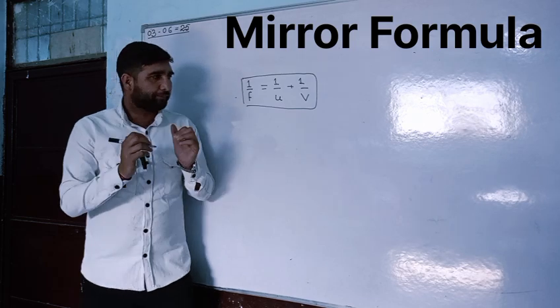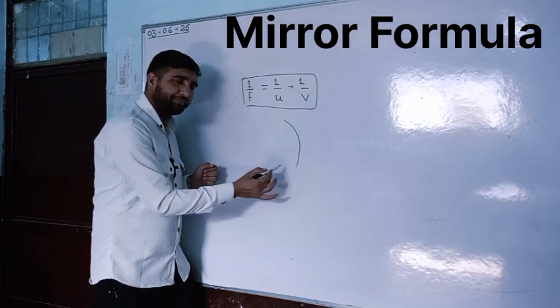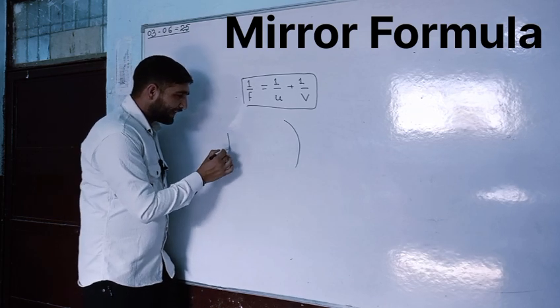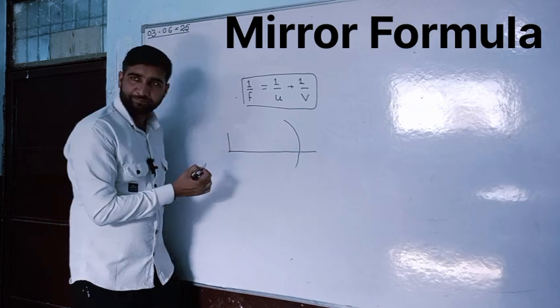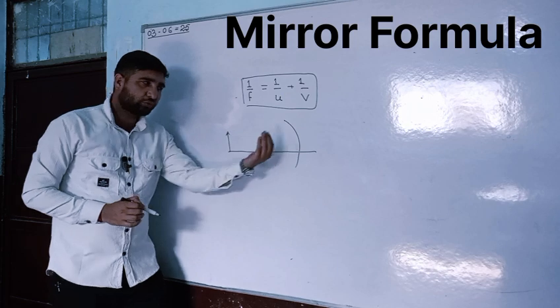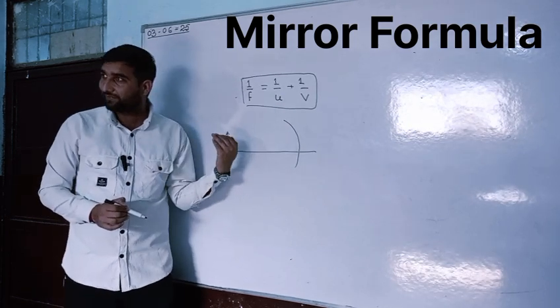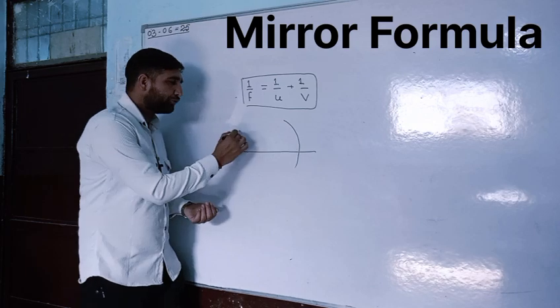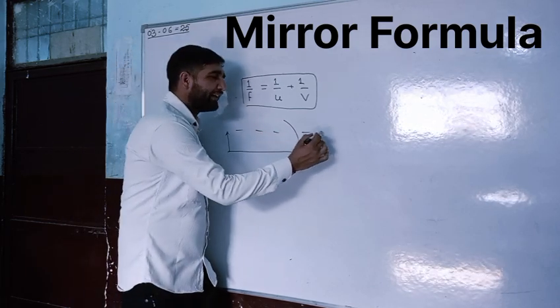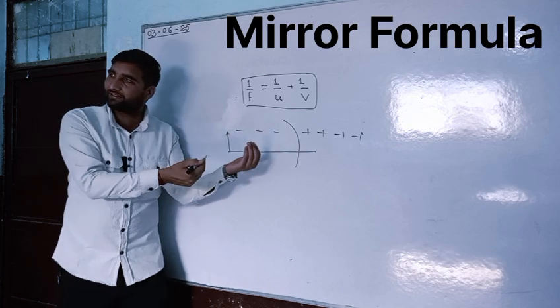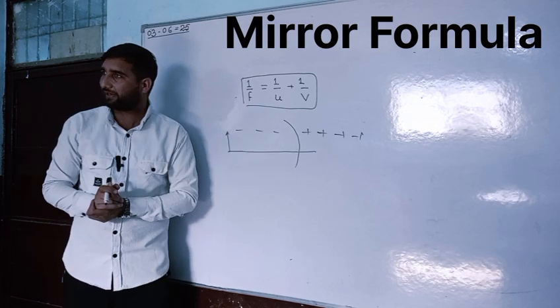Sign convention means, if we have a concave mirror, let's see. We know that the object is here on the principal axis, to the left of the mirror. And I said that the left distances are taken as negative. Here you will take all the distances negative, and here you will take all the distances positive. The object is here, so you will take its value negative in the case of a concave mirror.